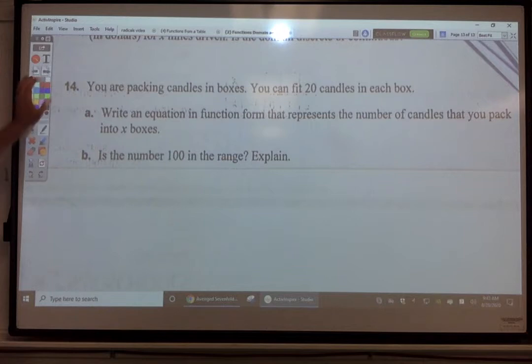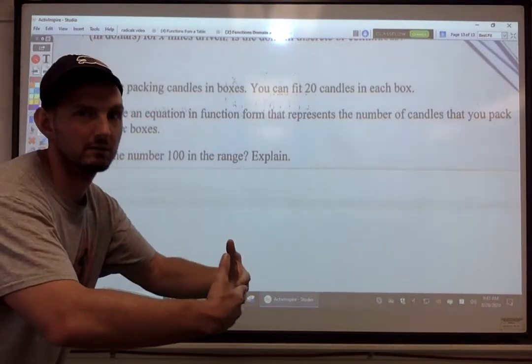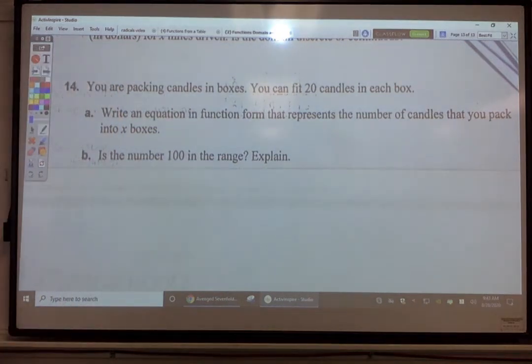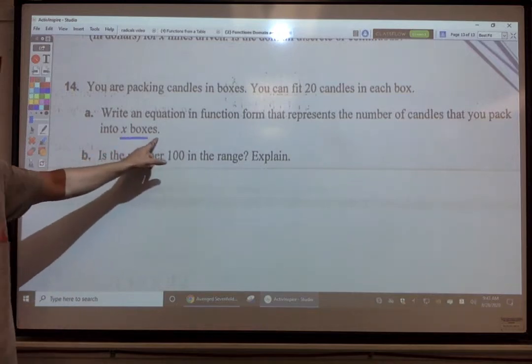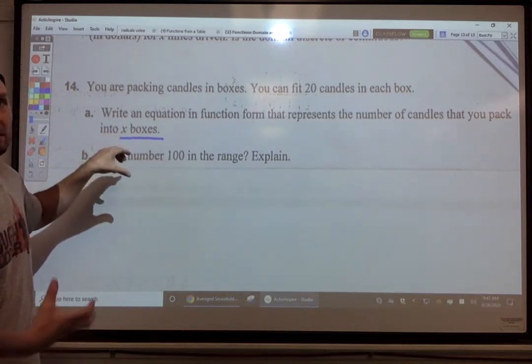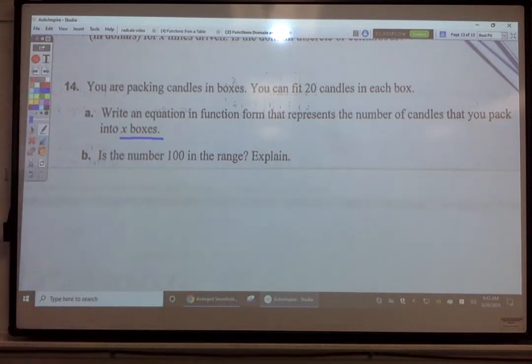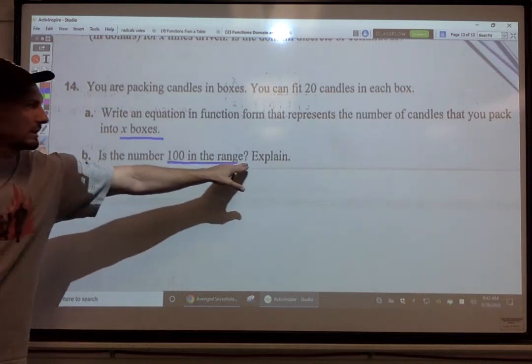So you are packing candles in boxes. Alright. You got your box. He's over there putting these candles in it. And he can fit 20 in each box. So write an equation in function form that represents the number of candles you can pack into X boxes. So right there, X is the domain. So when we're writing the function, we'll have X for the domain. And the other half is the number of candles in the range.